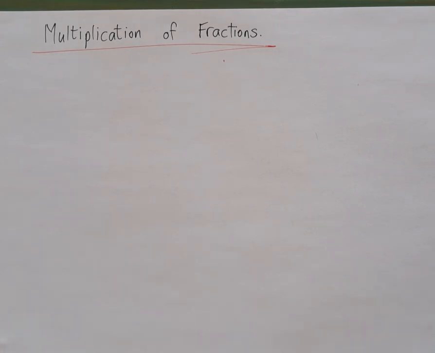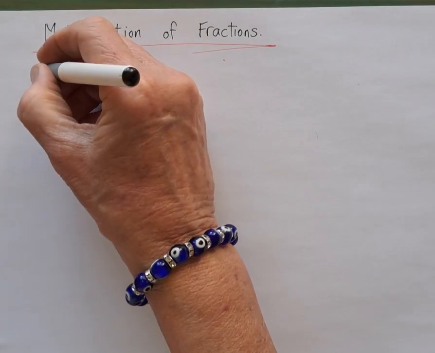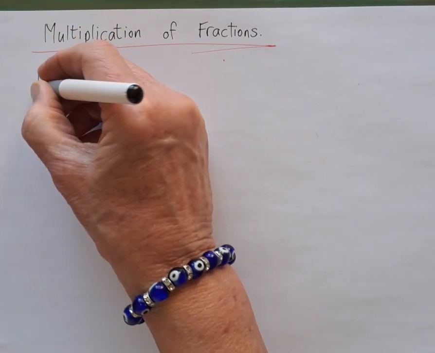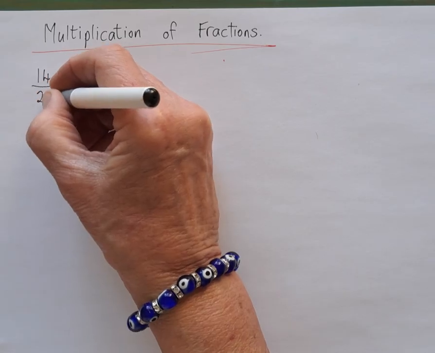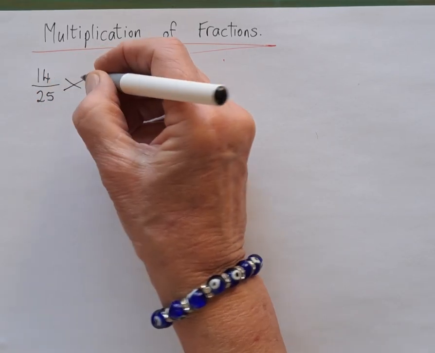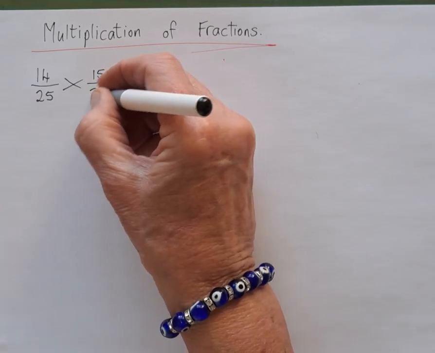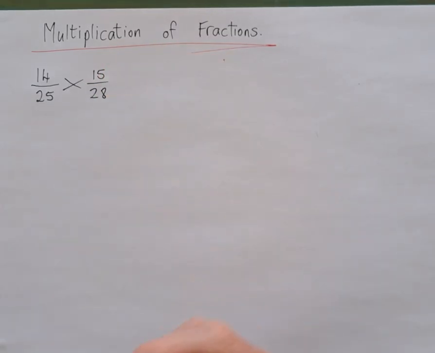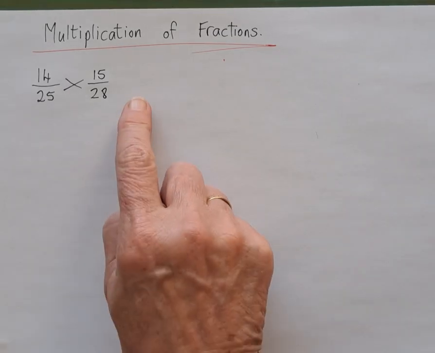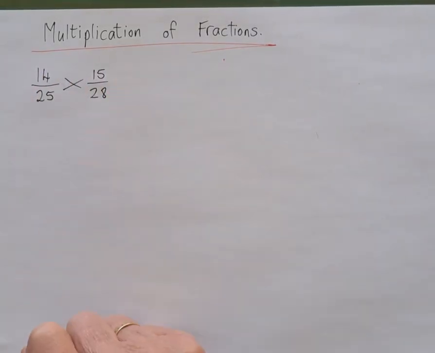In this sixth episode on fractions, we're going to look at the operation of multiplication, and we're going to start off simply with a common fraction, 14 over 25 times 15 over 28. So any multiplication on any types of fractions has to be reduced to this form before you can start the method, which is called cross-cancellation or cross-multiplication.